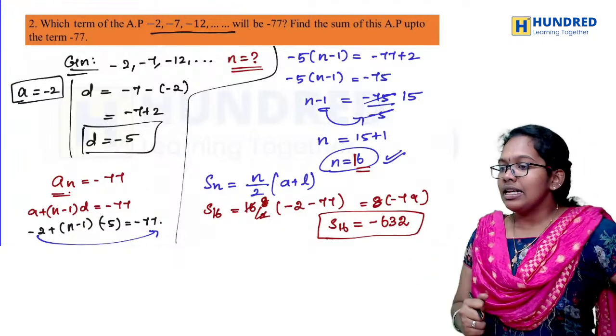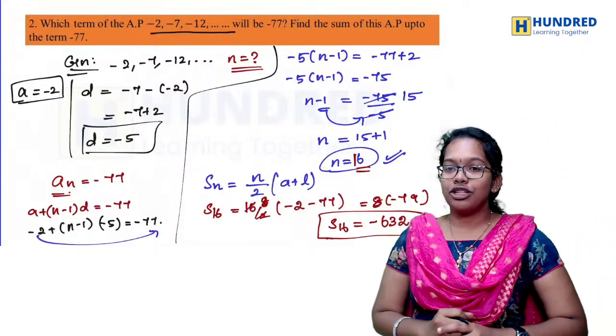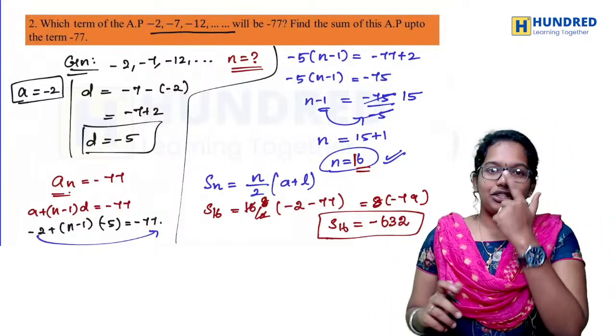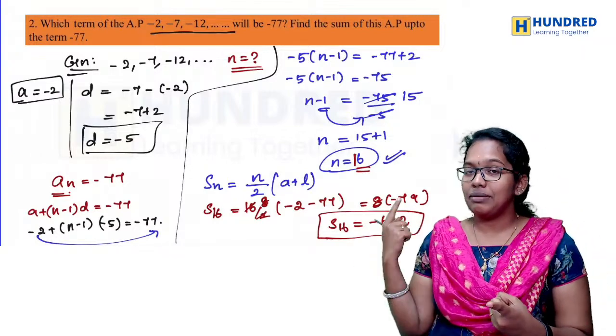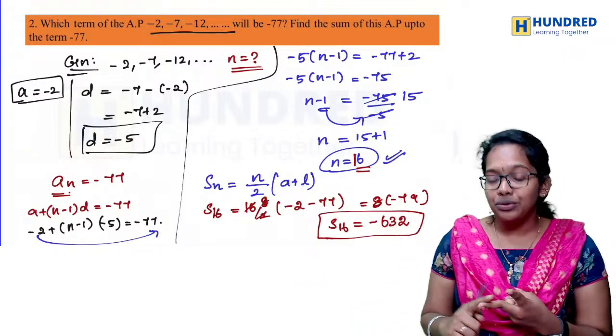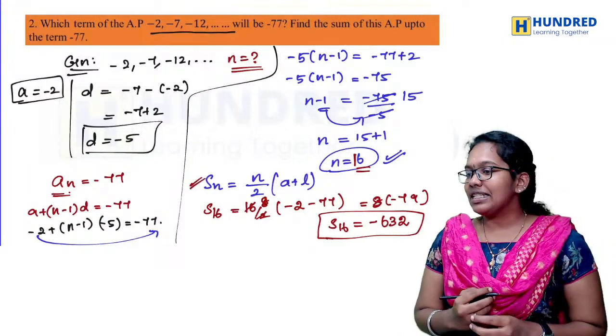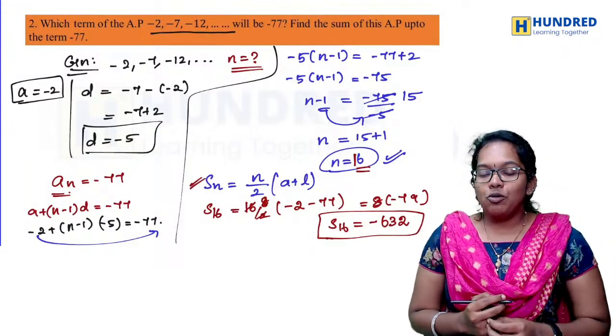So that's it. Do you guys understand the concept well? Where we should use the formula Sn equals n by 2 into 2a plus n minus 1 into d, and where we should use the other formula. Are you guys clear with this? Shall I move on to the next sum?